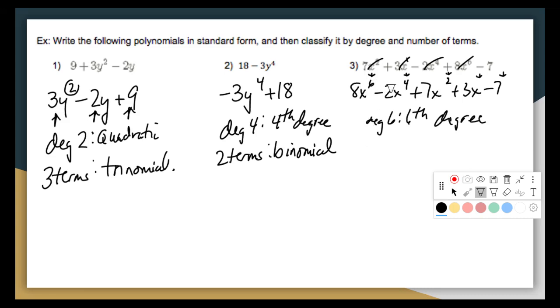And then it has 1, 2, 3, 4, 5 terms. So it's a sixth degree, 5-term polynomial is what we call it. All right, nothing fancy. Sixth degree, 5-term polynomial. Okay? All right, and that's it.